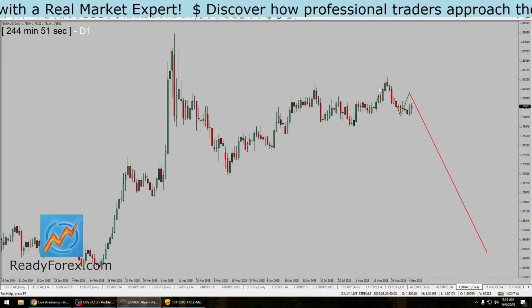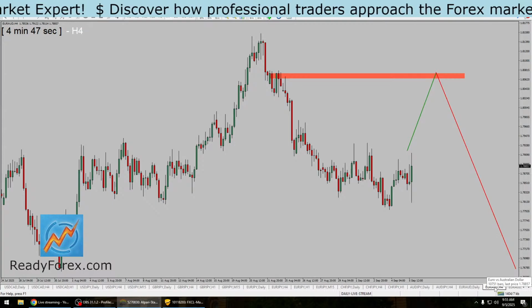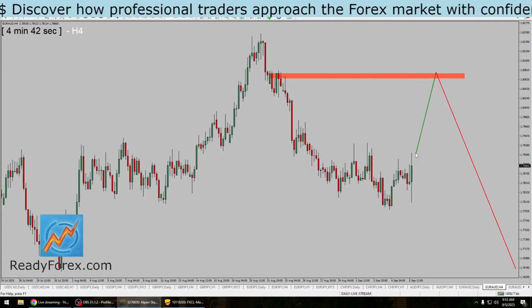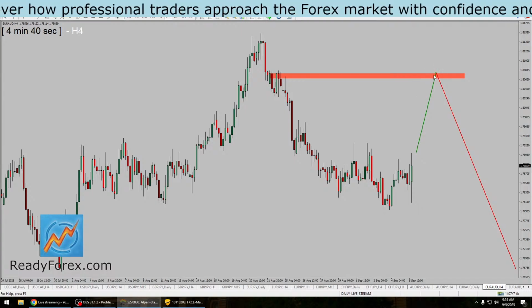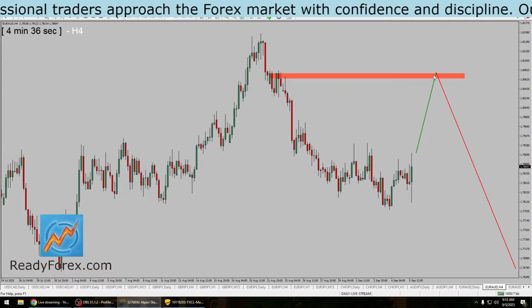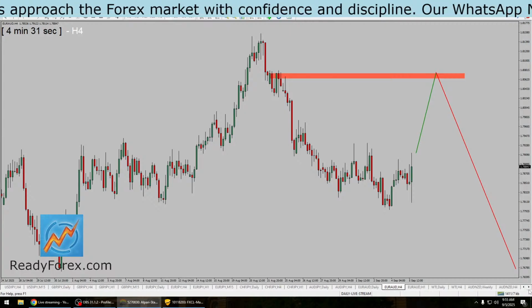Next one is the Euro AUD. Euro AUD, we got probably a top over here. I'm still waiting for the market to rise up, create a short-term bullish pullback at or around this red color highlighted zone over here, the sell zone, whatever you want to name it. So once the market hits this level, then look for potential sell trades.